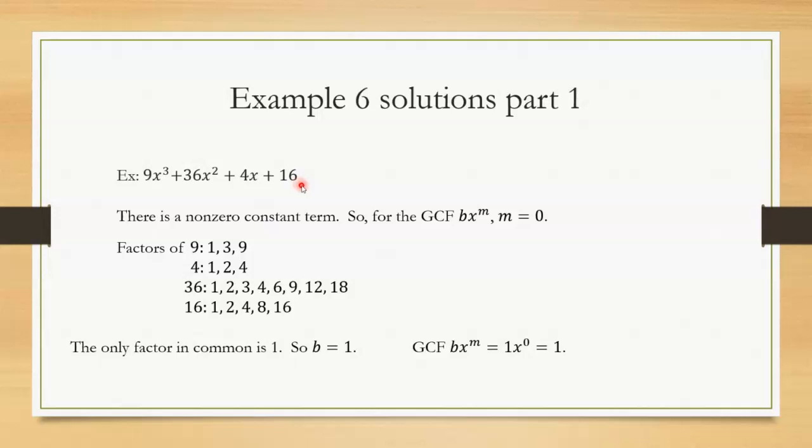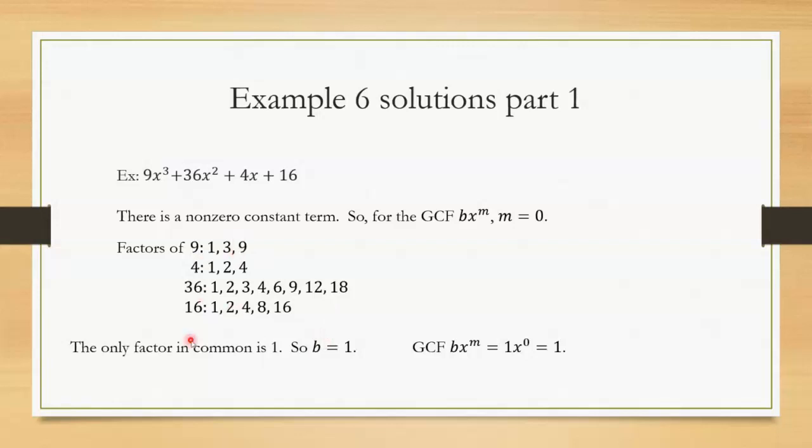So in the GCF, our m is 0. Okay, the smallest exponent of x, that is. All right, but now what about the coefficients and the constant term? Well, if we were to list all the factors of each one, so for 9, we have 1, 3, and 9. For 4, we have 1, 2, and 4. For 36, we have 1, 2, 3, 4, 6, 9, 12, and 18. For 16, we have 1, 2, 4, 8, and 16.